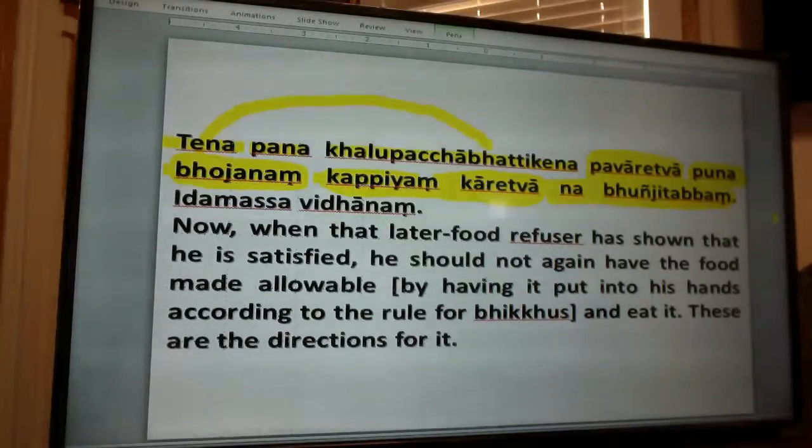The later food refuser person cannot eat that food again. So this is the direction for that kind of practice. When the later food refuser has shown that he is satisfied, he should not again have the food made allowable, that is, put into his hand according to the rules of the monks, and then eat it. That person is not allowed. He should not have it again. So these are the directions for that practice.